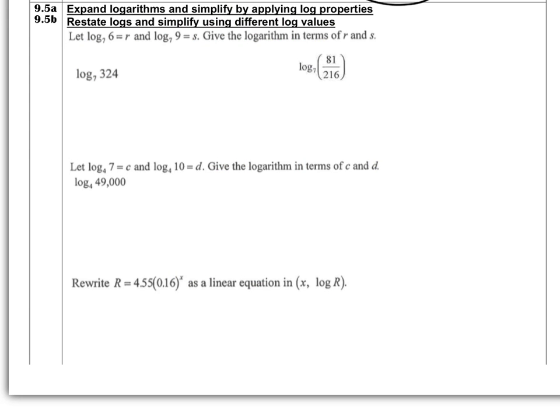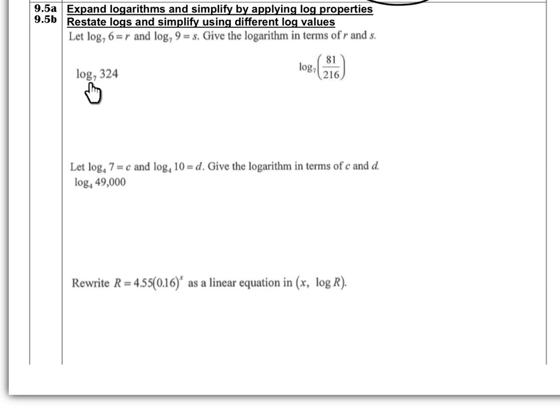9.5a and b, they want us to expand logarithms and simplify by using properties of logs, or restate the logs and simplify using different log values. So this is really just expansion. Now these first two problems, they give us that log base 7 of 6 equals r, log base 7 of 9 equals s. Give the log in terms of r's and s's.